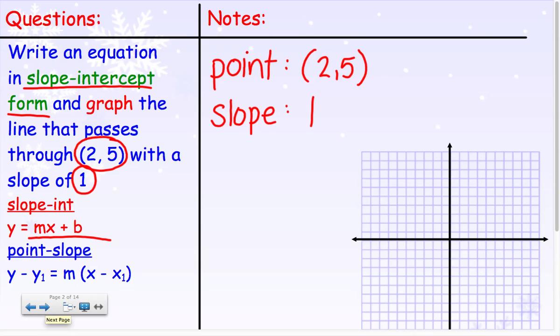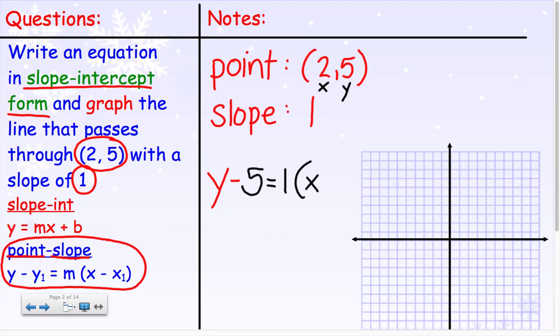You'll notice this little note over on the side here that says point-slope. I have a point, it's (2, 5). I have a slope, it's 1. So I'm going to put it in the form right below there, starting with y minus. This is my x and y coordinate, so my y coordinate is 5, equals my slope, which is 1, times x minus my x coordinate, which is 2. Now I've got it in point-slope form.